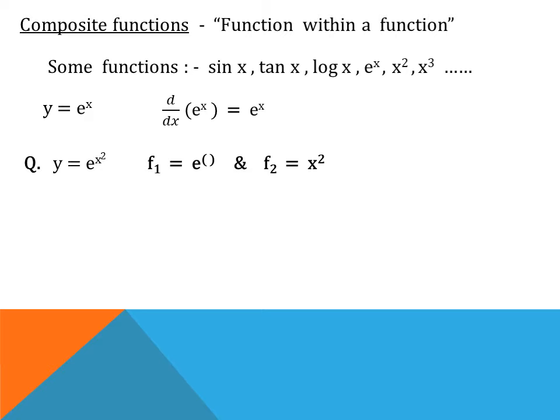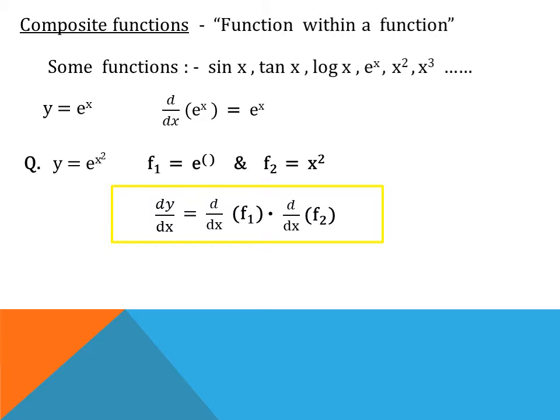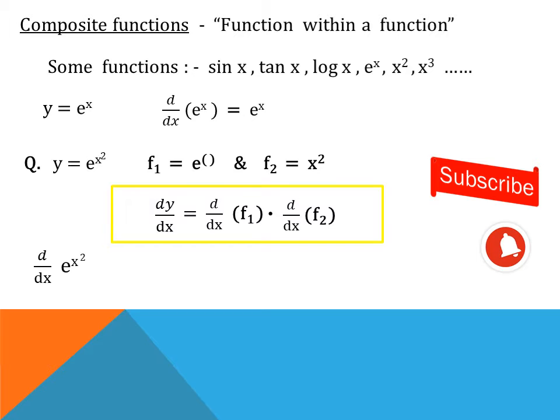So the formula for finding the derivative of such functions will be derivative of f1 into the derivative of the other function f2. So therefore we'll have derivative of e raised to x square as e raised to x square into derivative of x square, which is 2x. So our final answer will be 2x into e raised to x square.